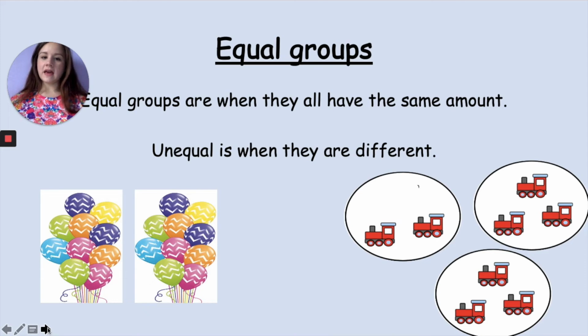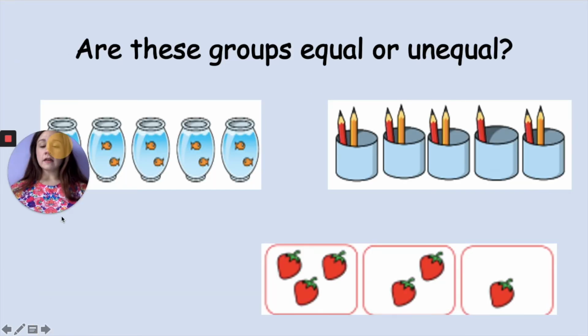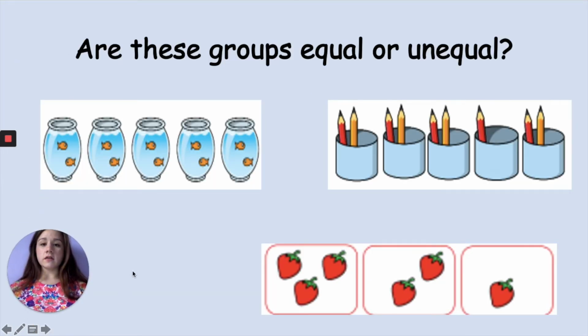And here we have unequal groups because 2 of them are the same. This one has 3 and this one has 3, but this one only has 2. It is unequal because they are different. Now pause the video to work out with your adult if these are equal or unequal groups.